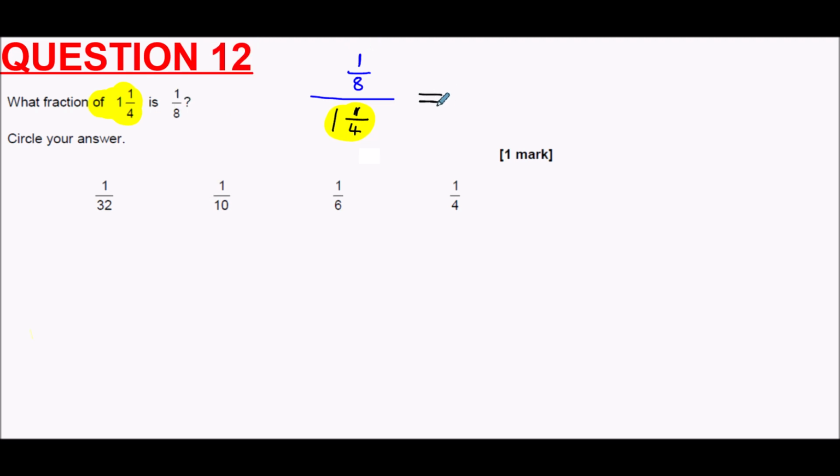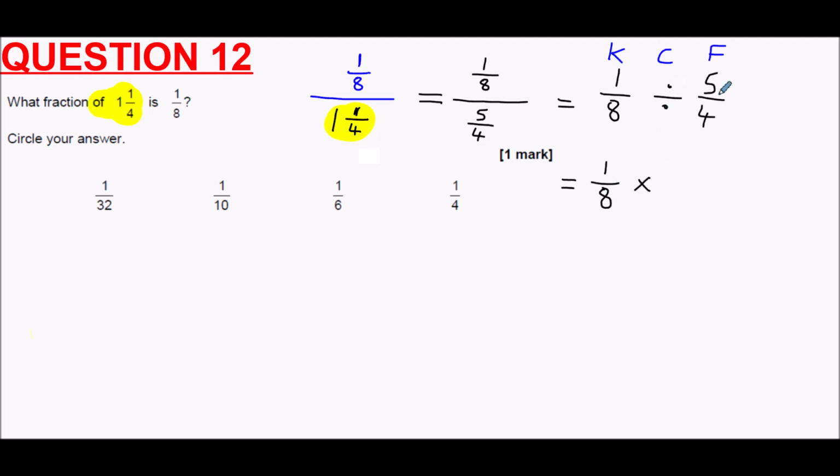And so what we could do is change this 1 1/4 into a top-heavy fraction. So leave 1/8 as it is. That means 1/8 divided by, now 1 1/4, 1 times 4 is 4, plus 1 is 5. And so 1/8 as a fraction of 1 1/4 is the same as 1/8 divided by 5/4. Top divided by bottom. Now, if we're doing one fraction divided by another, remember the rule. We keep, we change, we flip. A bit like KFC. We keep the first fraction as it is, we change the divide symbol to a multiply, and we flip the last fraction on its head. So 5/4 becomes 4/5.